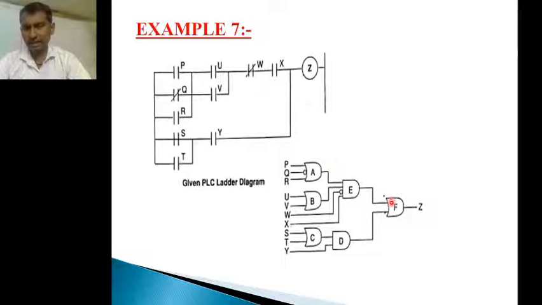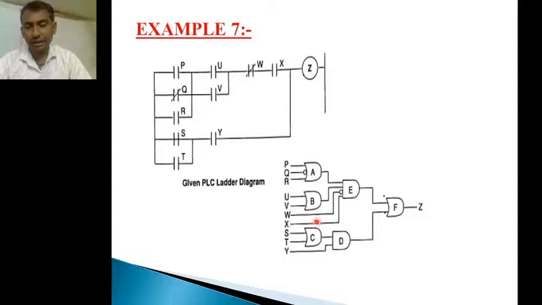So what is the first combination? The first combination has 1, 2, 3, 4, four contacts connected in series. Four contacts connected in series means which gate? AND gate. So here we can provide one AND gate. What is the first contact? X. So X I can take directly. And the second one is W closed contact, that means W bar.